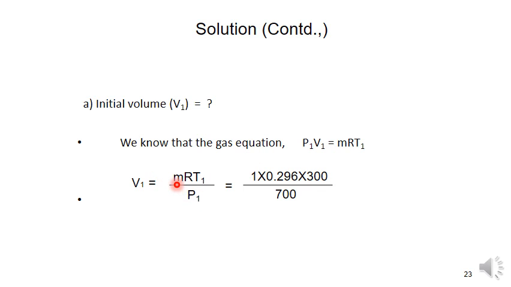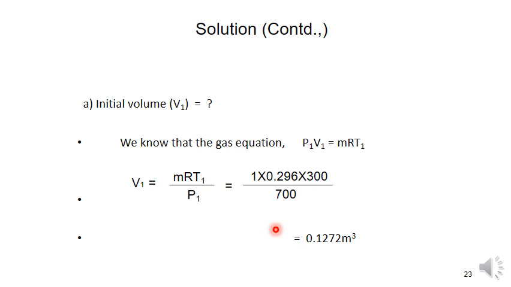So substitute the m value and R value. The R value has to be taken in kilojoule per kg Kelvin because we are taking the pressure in kilonewton per meter square. The units should be the same: either follow Newton per meter square or kilonewton per meter square. Here we are taking kilo, which means R also we have to take in kilo only. So 0.296 into 300 by 700. So the initial volume is 0.127 meter cube.